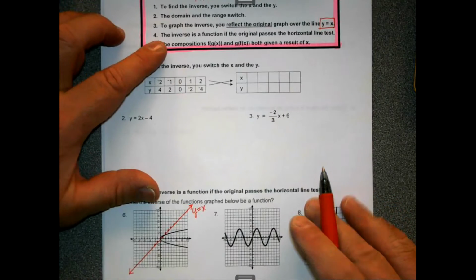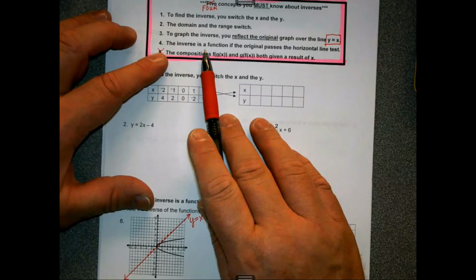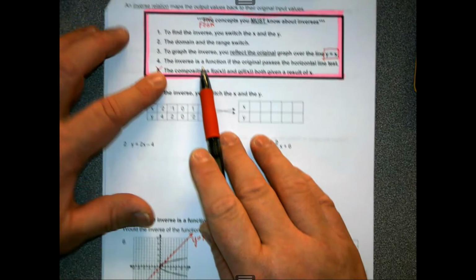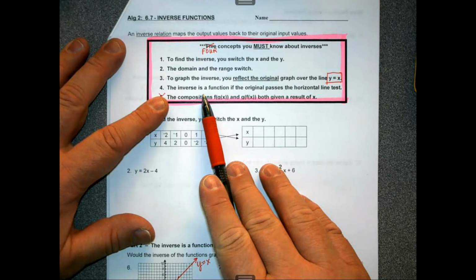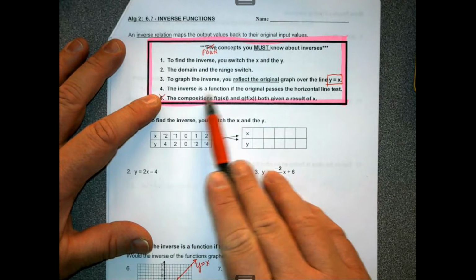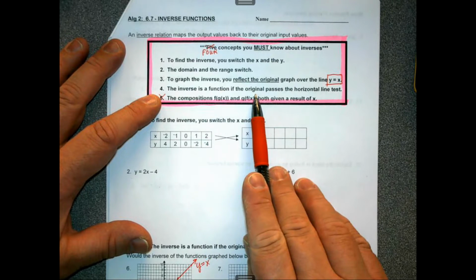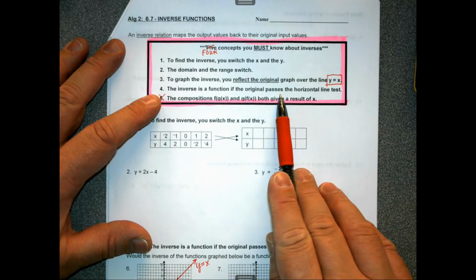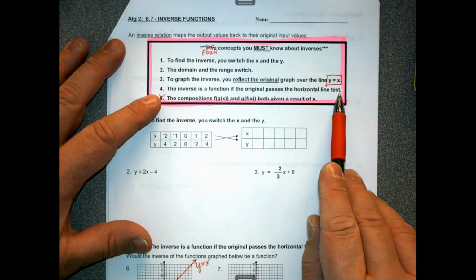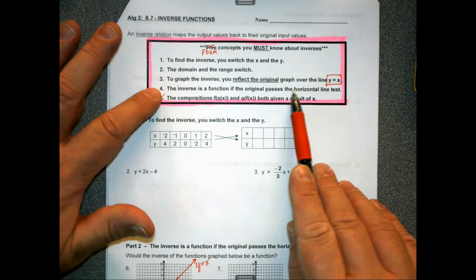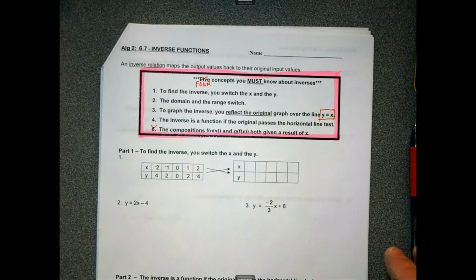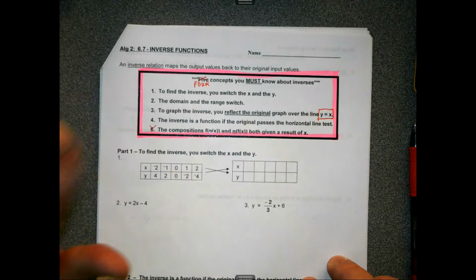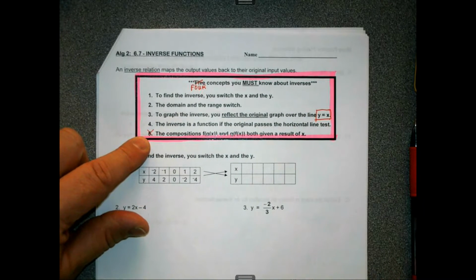And the fourth one, the inverse. Oh, this one's wordy. Okay, this is hard to explain. It's easier to show. The inverse is a function if the original graph passes the horizontal line test. Okay. It's easier to show you when we get down to number six what this really means. Okay. Let's go ahead and do the other concepts first. And like I said, five, I think I might do Monday.